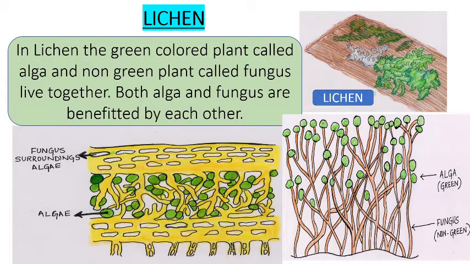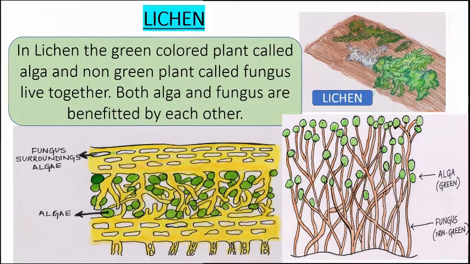The fungus plant absorbs water and mineral salts from the surroundings and supplies them to the alga. The alga plant, being green, prepares food by photosynthesis and shares it with the fungus. Thus both alga and fungus gain mutually from one another by living together. They do not harm each other. They help each other in living.